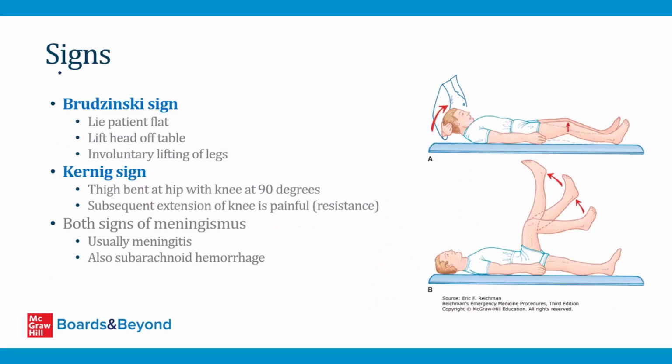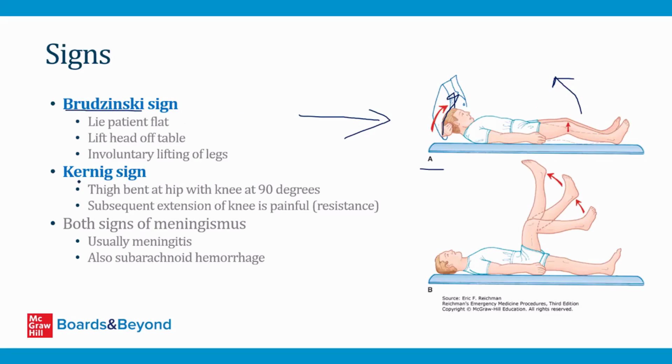There are two classic signs of meningitis, so let's talk about those now. The first one is called Brudzinski sign. This is a depiction of how you elicit Brudzinski sign, shown in panel A right here. You lie the patient flat, and then the examiner lifts the patient's head off the table. If there's irritation of the meninges, the patient will involuntarily lift their leg. That's because when you tilt the head, you stretch the meninges, and by lifting the legs, you relieve some of that tension, and so the pain gets better. So the patient will involuntarily lift their leg to try to minimize the pain.